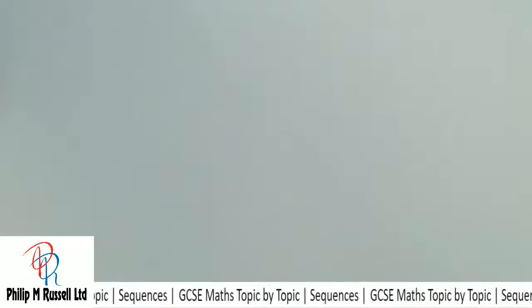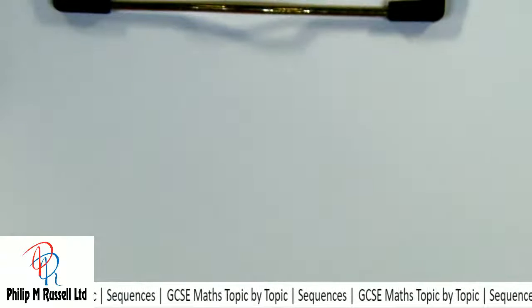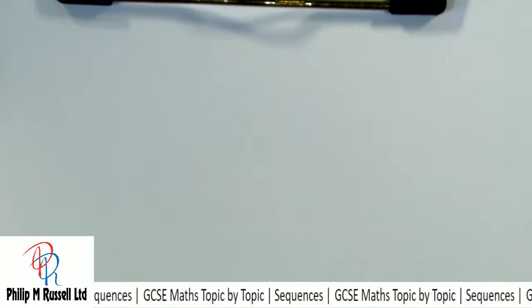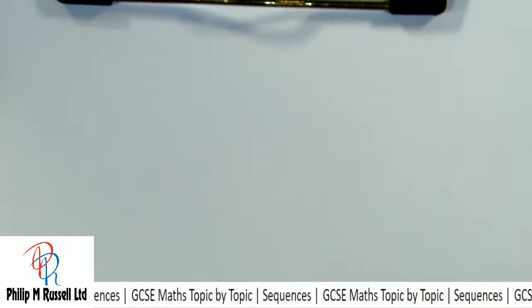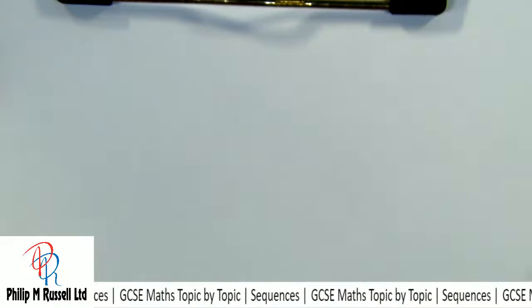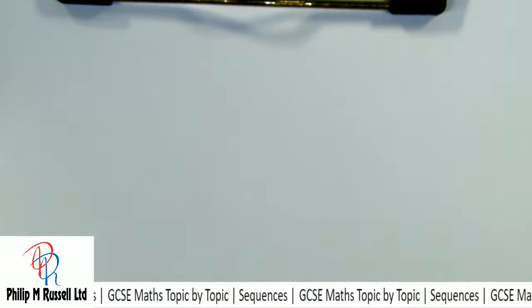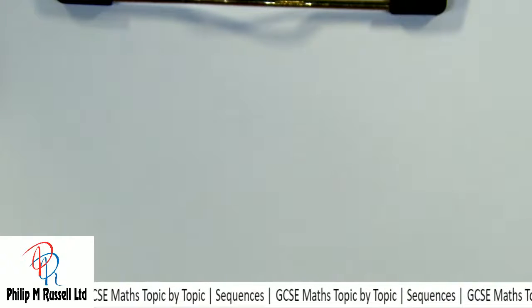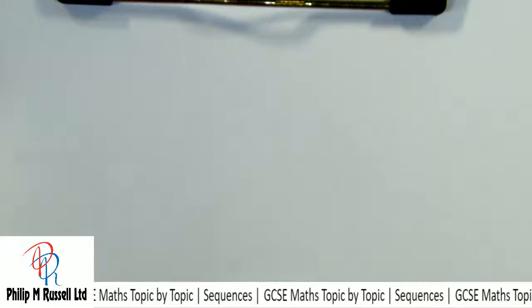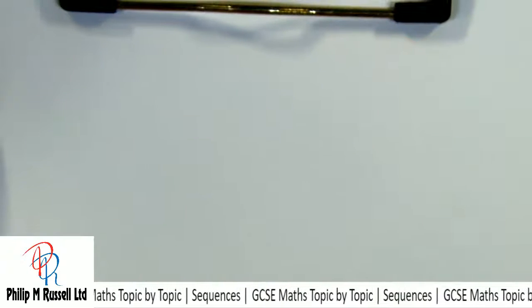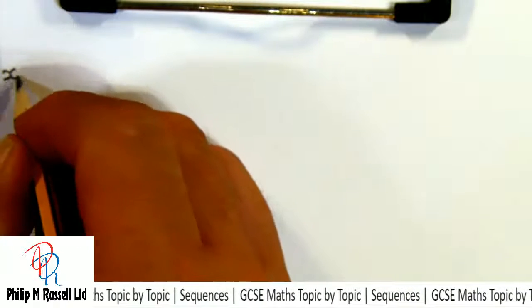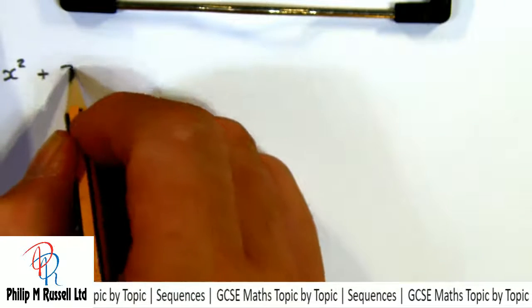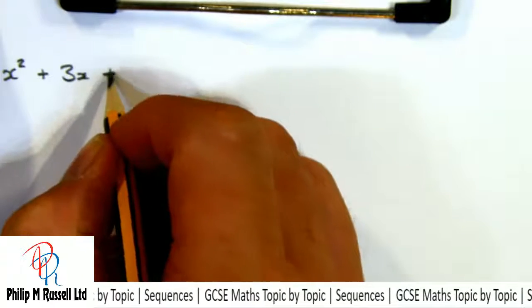Well, none of those are really too bad, but where we start getting into difficulty is where we have a sequence that's made by, rather than anything else, something like a quadratic equation. Let's do one of these quadratic equations. Let's have 2x squared plus 3x plus 4.